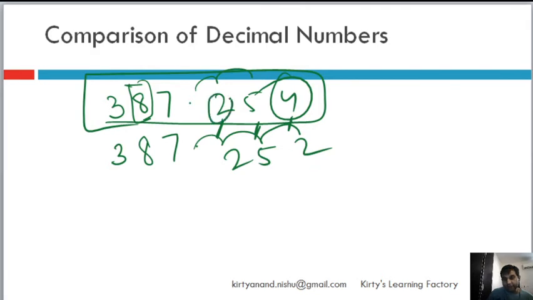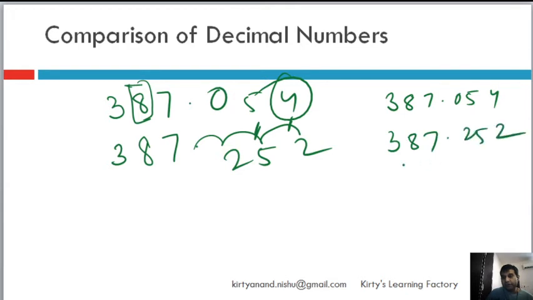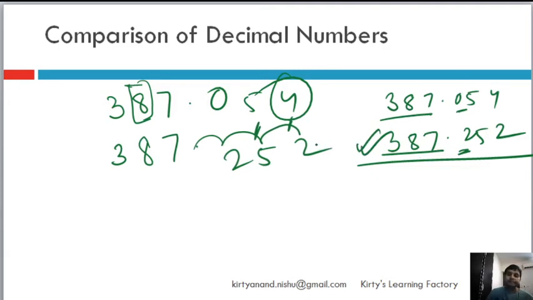If this 2 were not 2 but would be 0, if the number would be 387.054 and 387.252, so up to here we are seeing that both the numbers are equal, but here we see that this is 0 and this is 2, so this number then is greater.